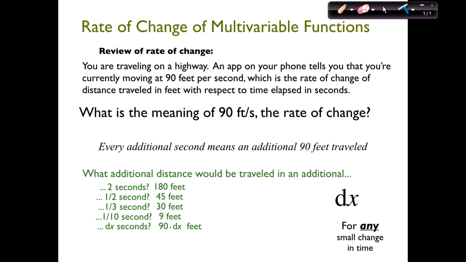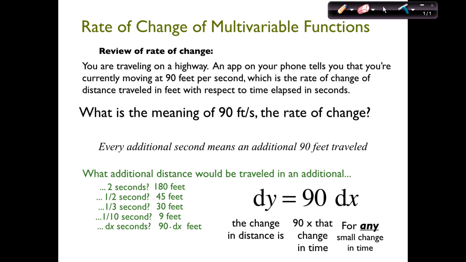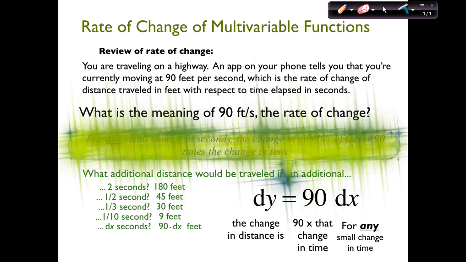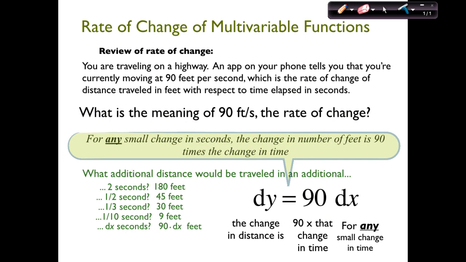For any small change in time, the change in distance is 90 times that change in time. So this equation is what characterizes the meaning of this rate of change, much better than just how far you go in 1 second. For any small change in seconds, the number of feet is 90 times the change in time.